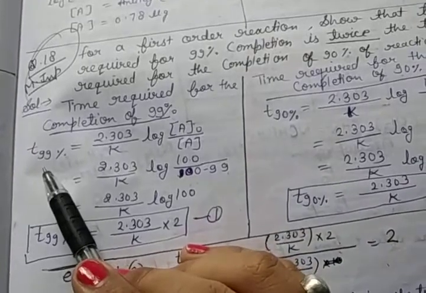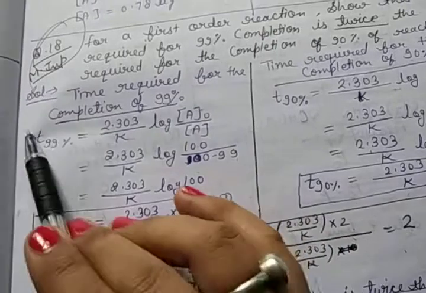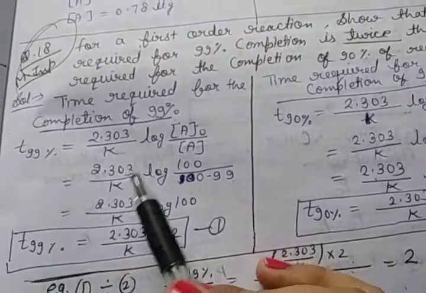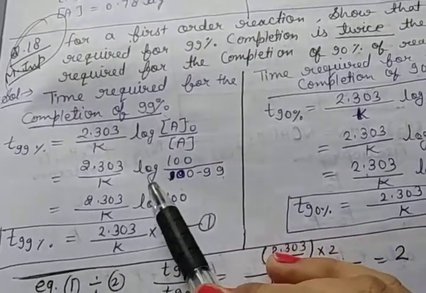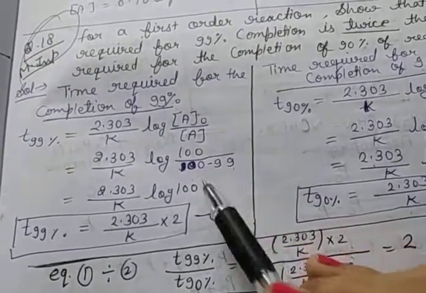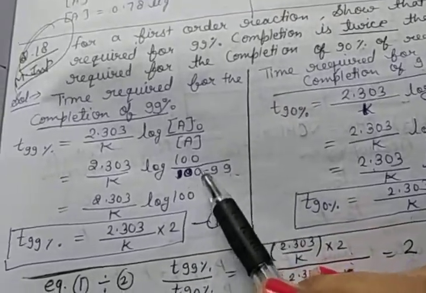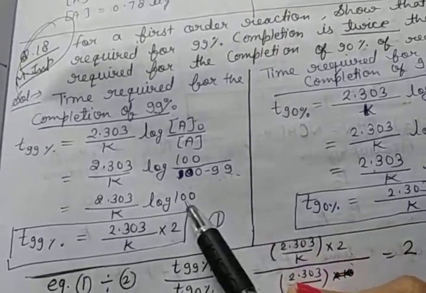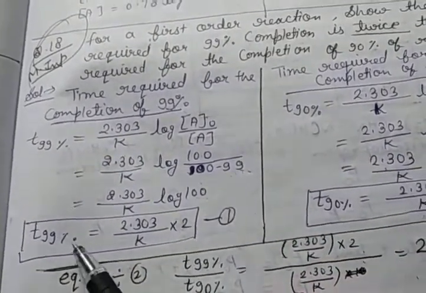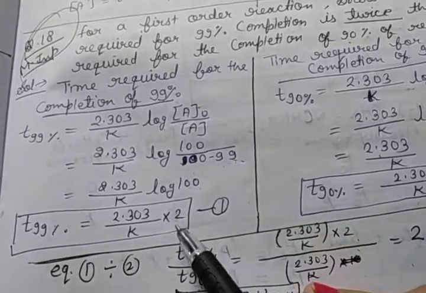The formula for first order is K equals 2.303 upon T. To find time, we write T 99% is equal to 2.303 divided by K, log A naught upon A. Log A naught for 99%, that means initial concentration 100. So A is 100 minus 99, that means 1. So log 100, and log 100 has two zeros, that means 2. So T 99% is equal to 2.303 divided by K times 2.